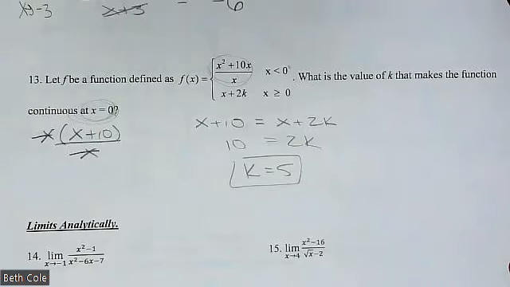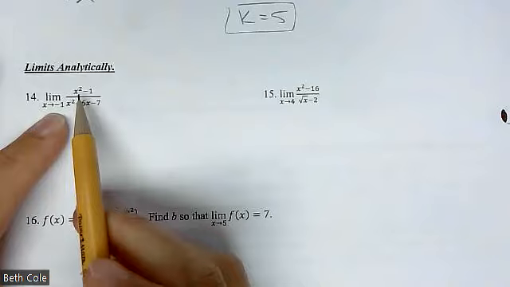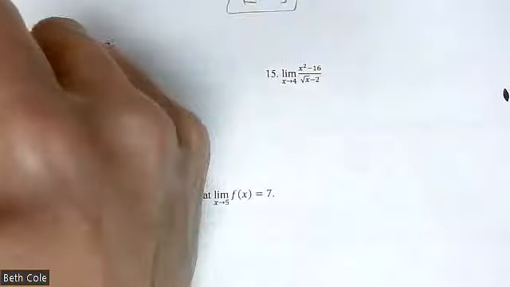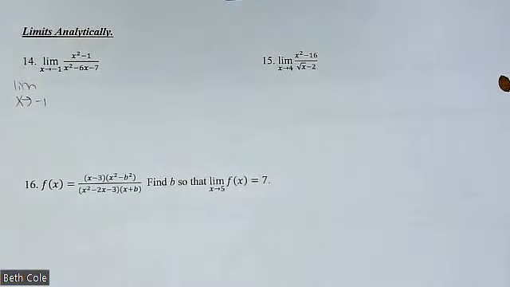All right, here's our limits analytically. If you plug -1 into here, what are you going to get? Just do it mentally. Just try and plug in -1 and see what happens. 0. Okay, so we are going to have to do some canceling out. So write your limit. Always write that. And then we got to factor.